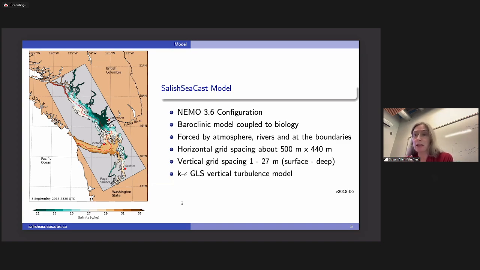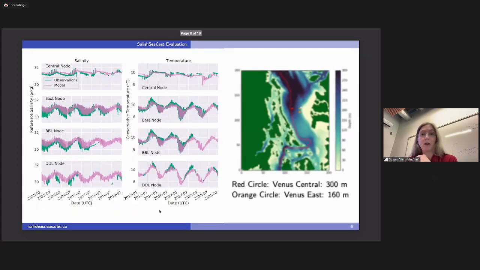In most regions, this is enough to resolve the vertical mixing by the grid, but not completely in the tidal mixing area. It's about 75% of it. And the underlying vertical mixing is a K epsilon GLS turbulence model. Okay, so here is some evaluation. We've done more than this, but you don't want to look at 100 evaluation plots.